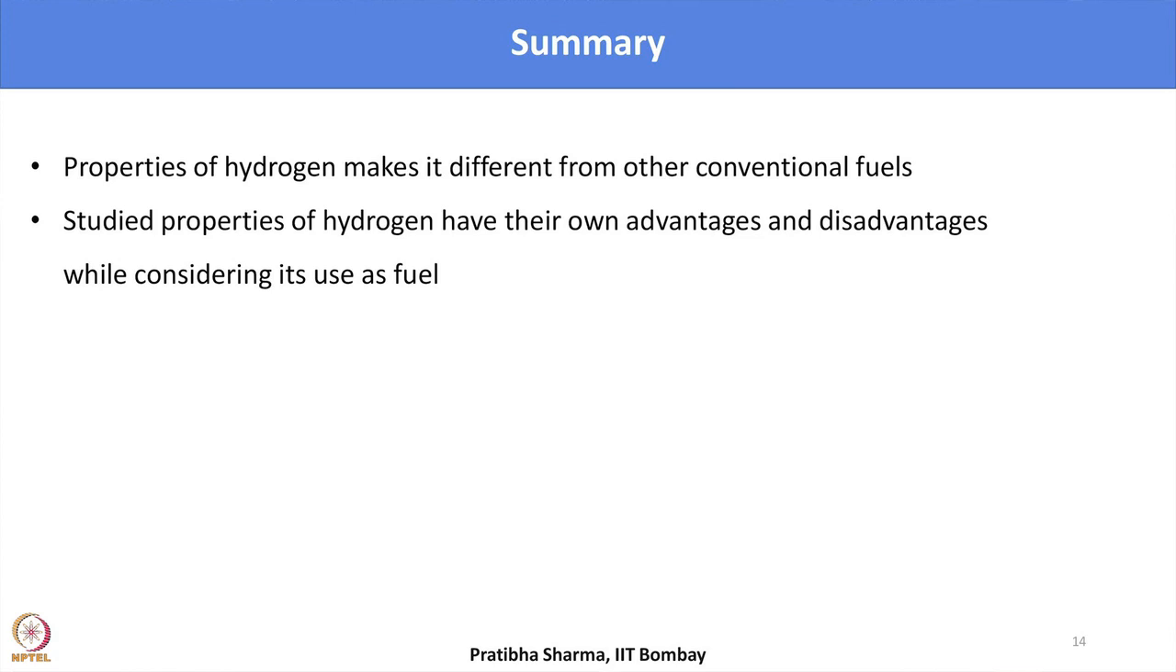To summarize, we have seen the various properties of hydrogen, and how these properties are different from conventional fuels, making it quite distinct, with quite distinct characteristics. We have also seen that many of these properties have their own advantages and disadvantages if we are considering using hydrogen as a fuel.